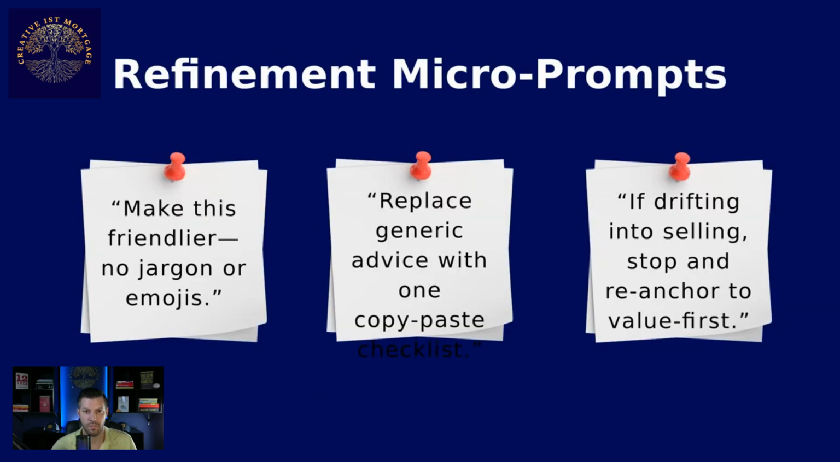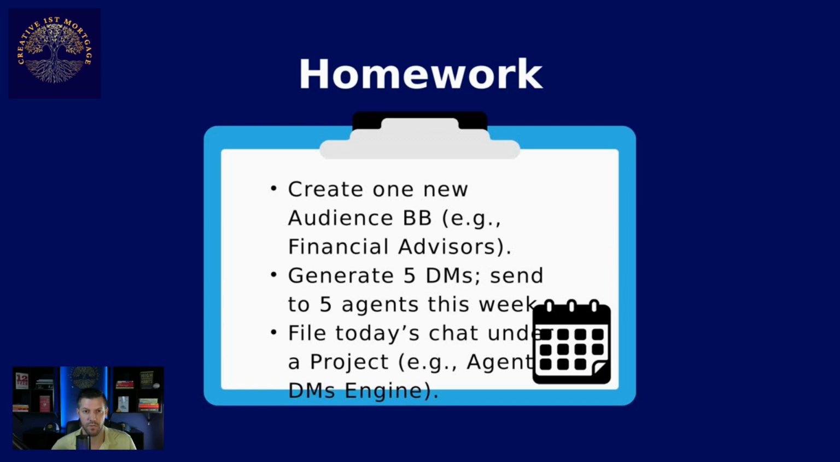So basically now, once that prompt spits out, once we read through this, we can say, make this friendlier. We don't want jargon or emojis. Replace generic advice with one copy-paste checklist. Or if you're drifting into selling, stop and re-anchor the value first. So we want to bring value. We don't want to sell. If we're selling in our content, we're not winning. These are the different ways of doing it.